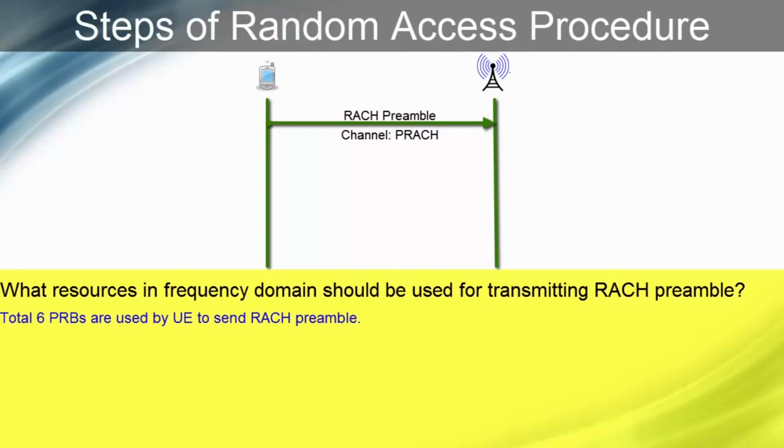A total of 6 PRBs are used by UE to send the PRACH preamble. This number is fixed. Parameter PRACH frequency offset of SIB2 tells us the mapping of these 6 PRBs in the resource grid. For example, if the value of PRACH frequency offset is 10, UE can use 6 PRBs starting from PRB 10 for the RACH request.